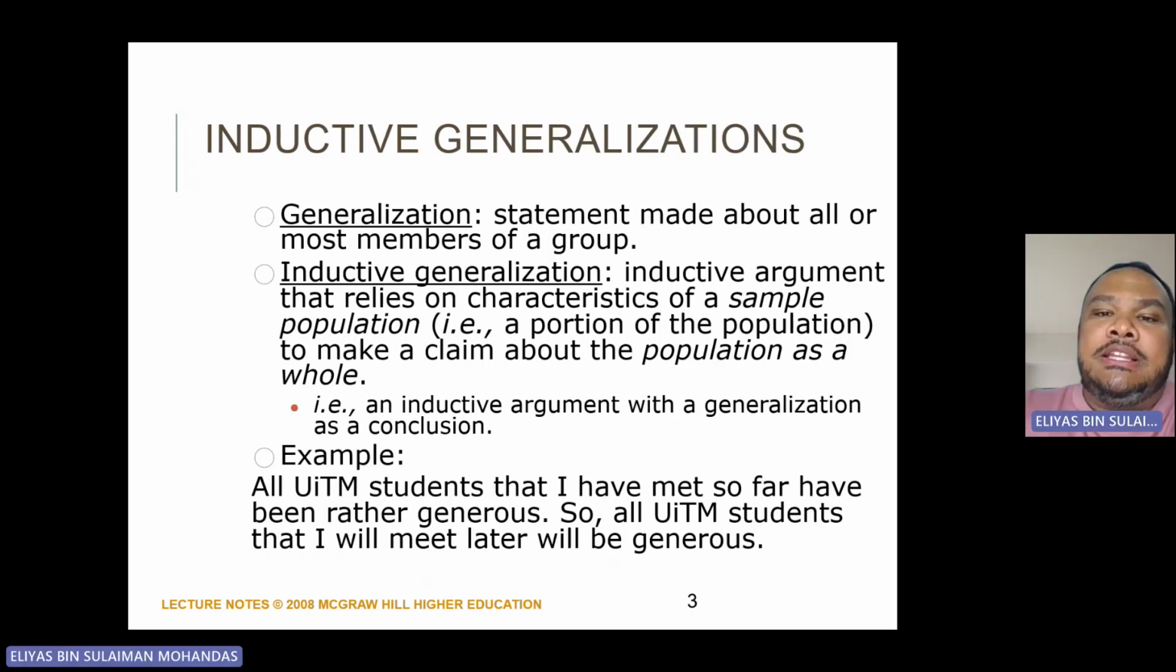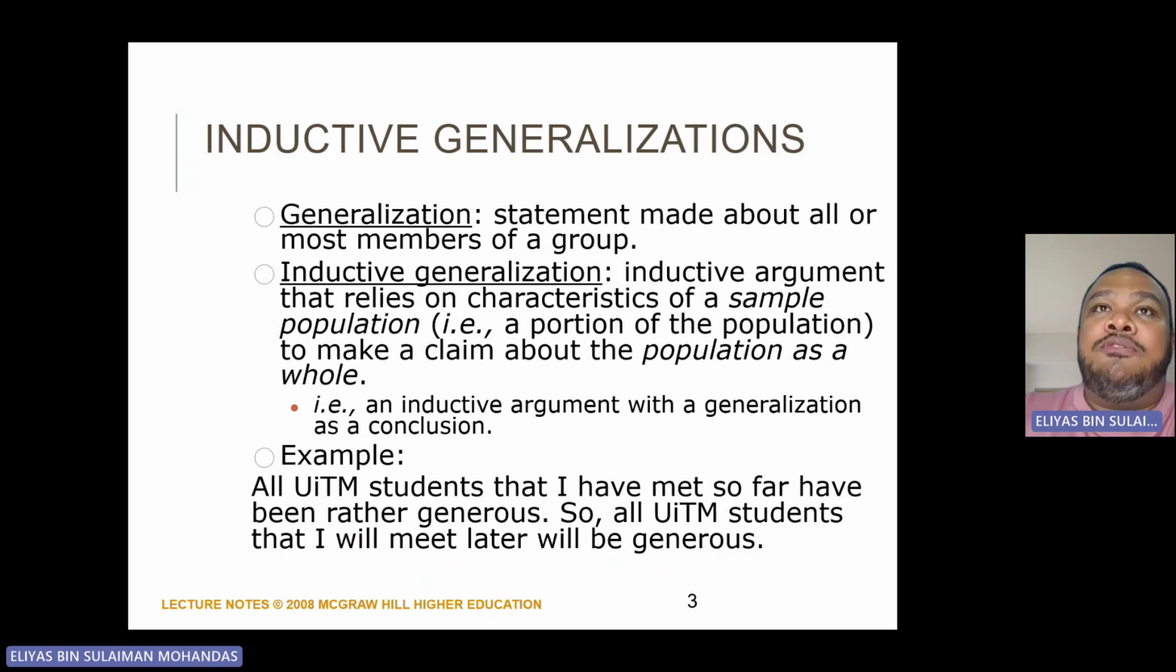Now, let's talk about inductive generalizations. A generalization is basically a statement made about all or most members of a group. For example, if I have 10 people in a group and 3 of them like to eat chicken, then I am generalizing by saying that most likely all of them like chicken. Inductive generalization is an inductive argument that relies on characteristics of a sample of a population. That means a portion of the population.